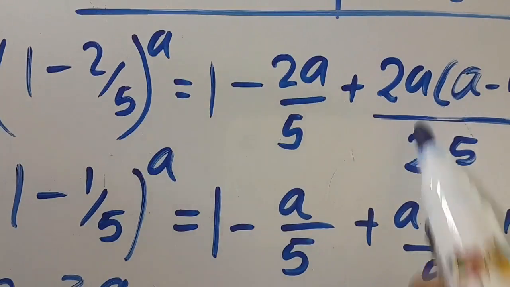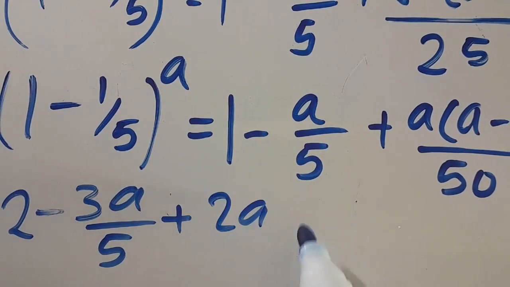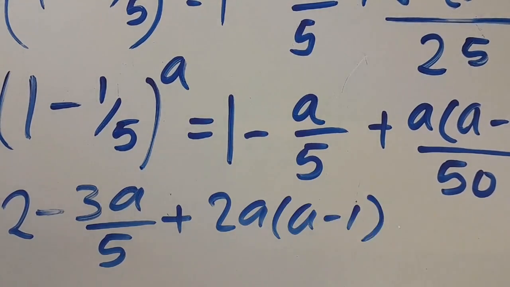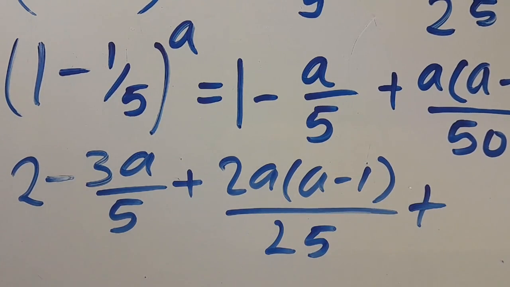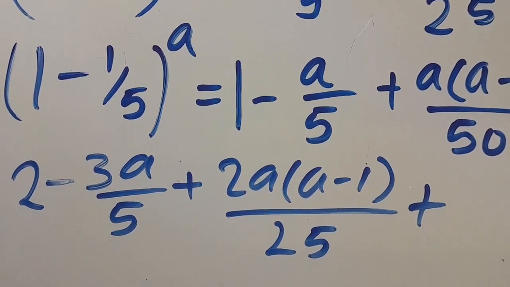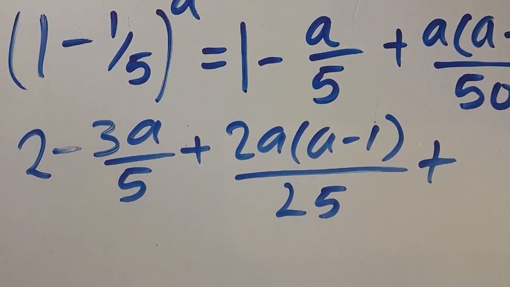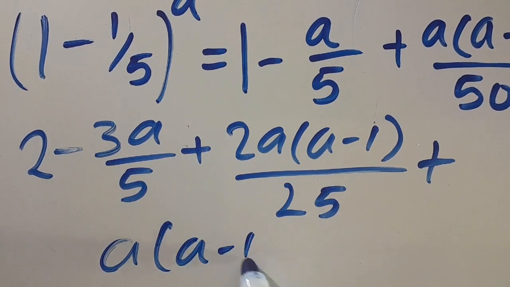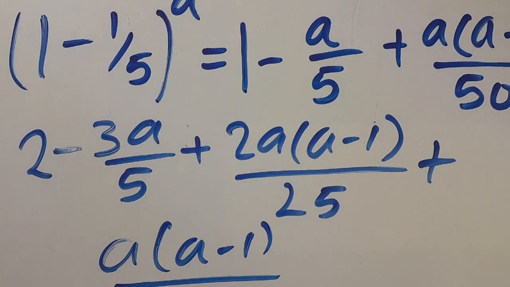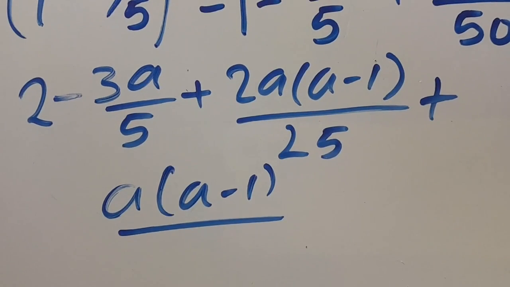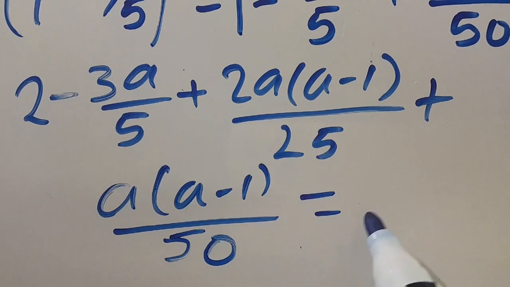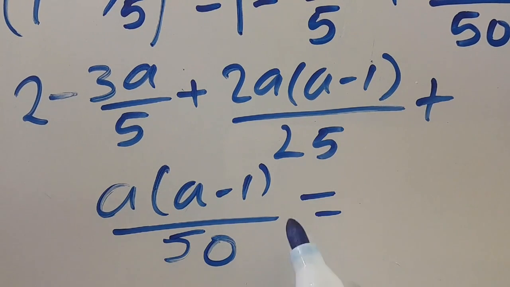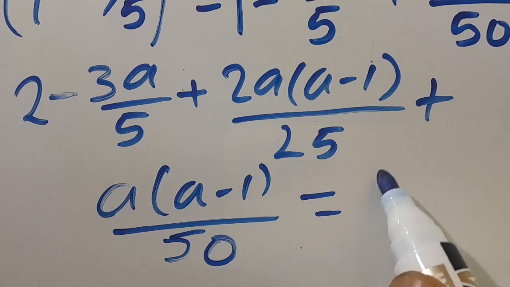Plus this, 2a into (a minus 1), all divided by 25, plus we are going to have for here as well a into (a minus 1), all divided by 50. Then we truncate it here, meaning that we stop it here. So we let everything be equals 1.